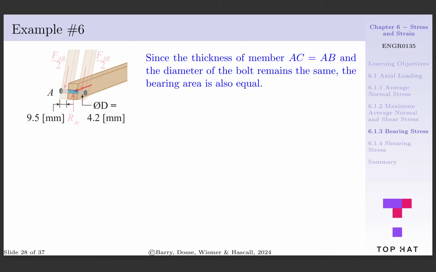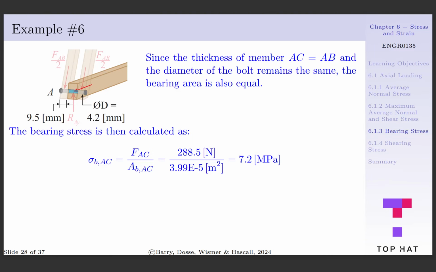Looking at member AC, we can see that the thickness of the members is equal. Since the diameter of the bolt is the same as in member AB, we know that the bearing area of member AC will be equal to the bearing area we found for member AB. We can then calculate the bearing stress as FAC per AAC, which is equal to 288.5 newtons per 3.99 e to the minus 5 meters squared, which is equal to 7.2 megapascals.